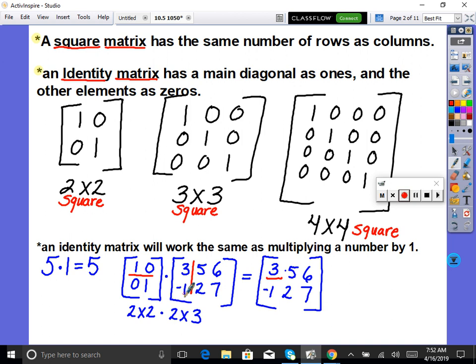And then the same thing will happen here. Here's my first row, second column, so I'll take my first row times my second column here. That would be 1 times 5 is 5, and then 0 times 2 is 0.